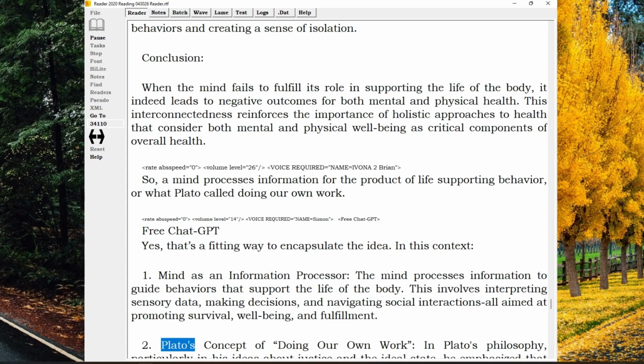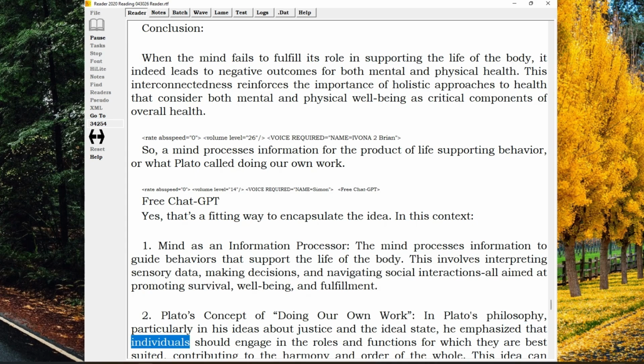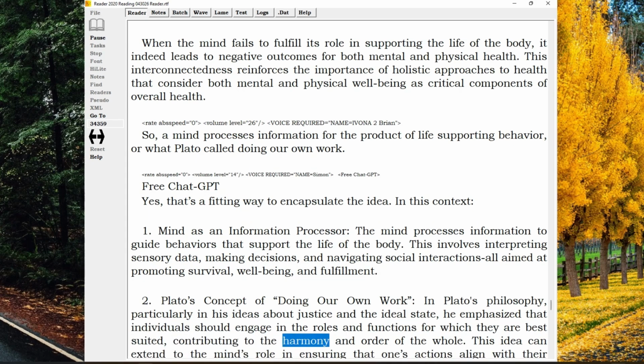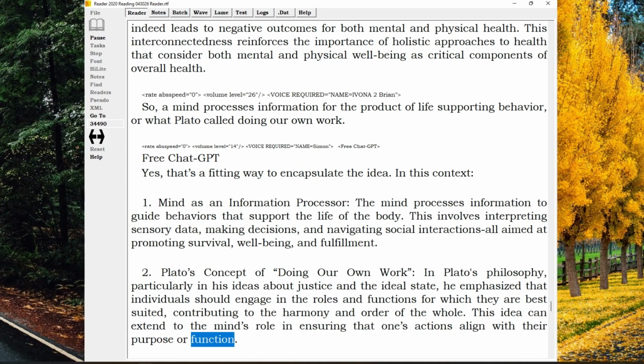2. Plato's concept of doing our own work. In Plato's philosophy, particularly in his ideas about justice and the ideal state, he emphasized that individuals should engage in the roles and functions for which they are best suited, contributing to the harmony and order of the whole. This idea can extend to the mind's role in ensuring that one's actions align with their purpose or function.